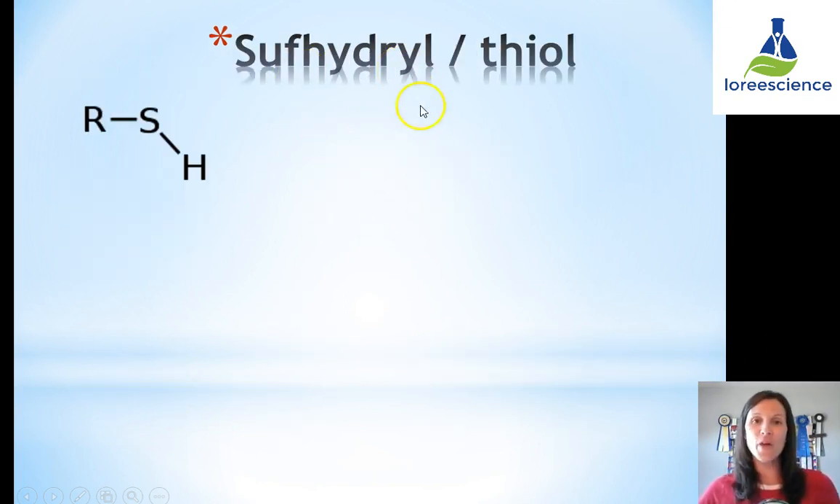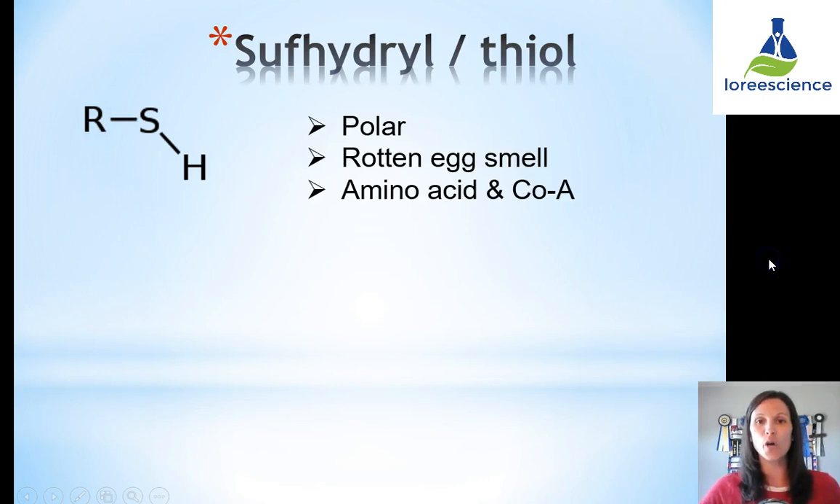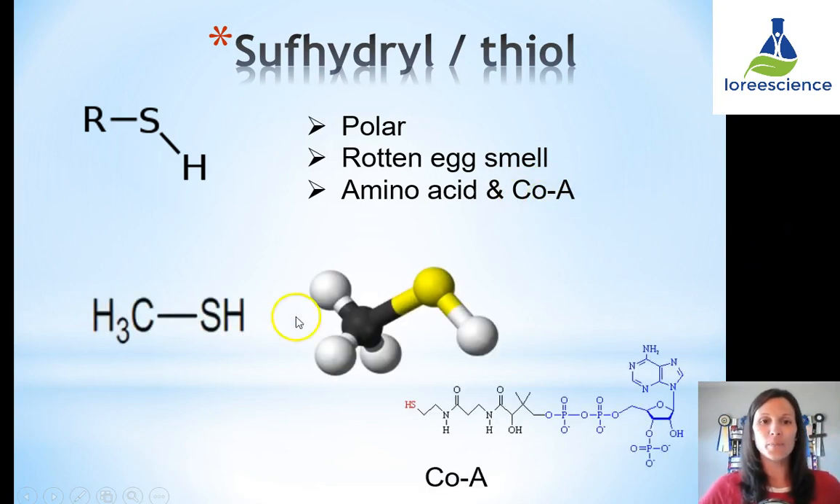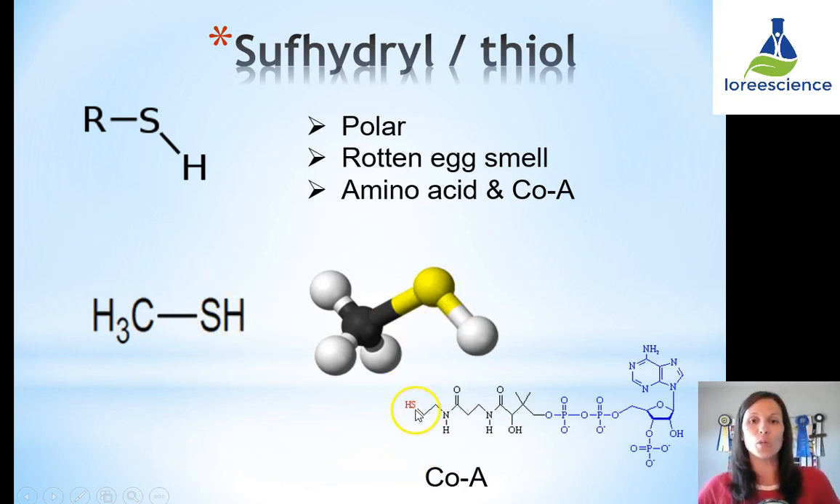Sulfhydryl, or a thiol, is indicated when you have a sulfur bound to a hydrogen and the rest of the chain, or the R, and makes a molecule polar. Sulfhydryl has that traditional rotten egg smell, found in amino acids and in CoA, or coenzyme A, which we will see a lot later in this unit, but just remember that that's a key component that we'll talk about later. When we see the sulfhydryl or this thiol, it's an addition sticking off the end, which makes that portion polar.